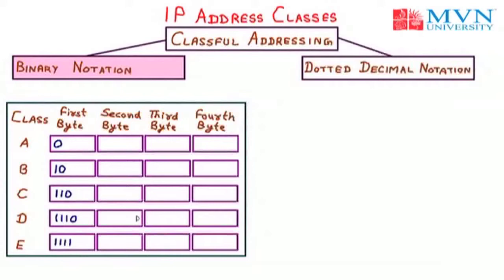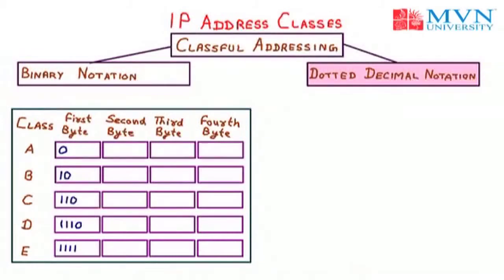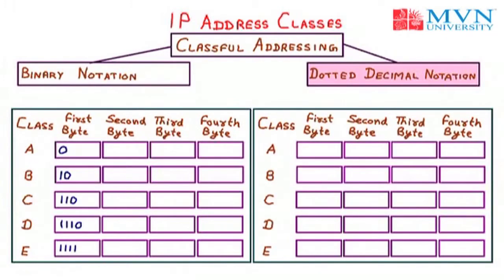Now come to the dotted decimal notation of classful addressing. This is part of classful addresses. It is again divided into 5 parts: class A, B, C, D and E, same as the binary notation, but the first byte will be different. It is the same format as the binary notation, but the first byte of the IP address will change.